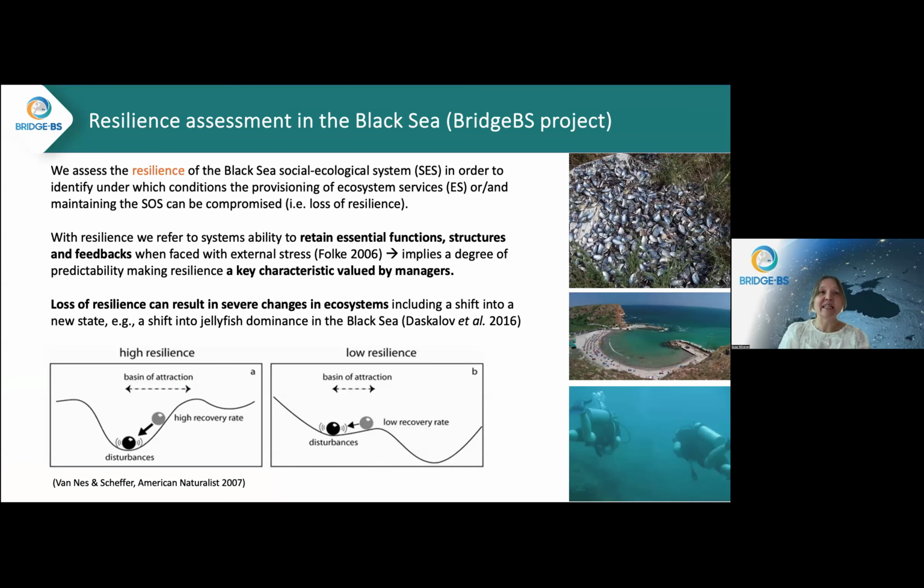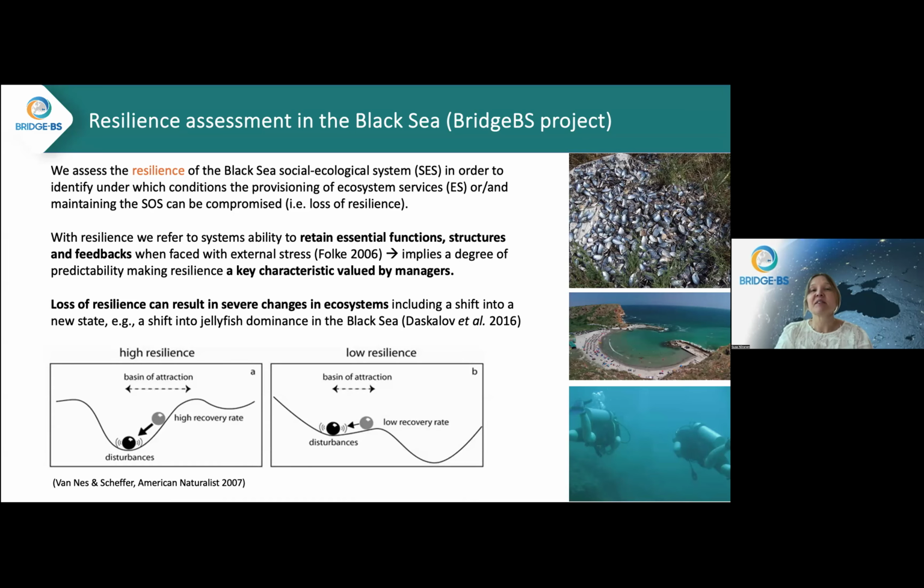So if we talk about the resilience within the Bridge, we assess the resilience of the Black Sea social ecological system because we want to identify under which conditions the provisioning of ecosystem services as well as the maintaining the social safe operating space can be compromised or it can be maintained. And with resilience, we use this very classical definition that we refer to systems' ability to retain its essential functions, structures, and feedbacks. And this means when faced with external stress, such as climate change, for example.